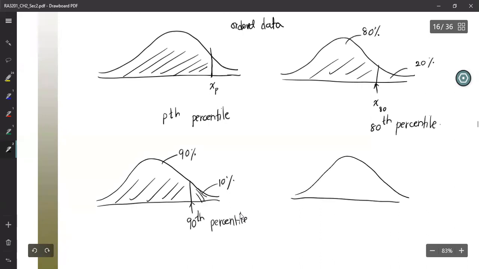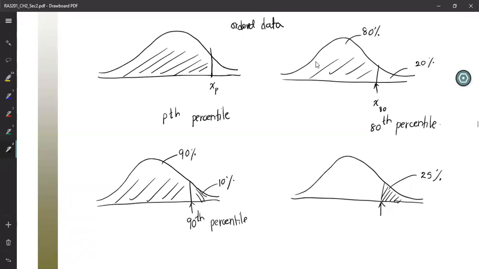What about this one? You have your data set. To the right of the distribution, you have 25%. What is this percentile? Yes, that is the 75th percentile. Very good, because if you have 25% to the right, the rest 75% is to the left. So always you name the left percentage. So this is the 75th percentile.